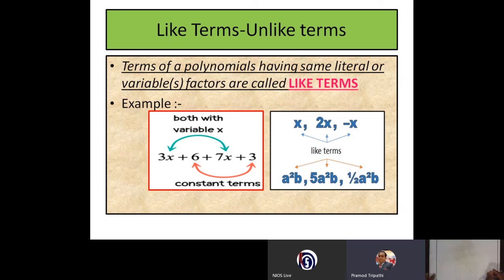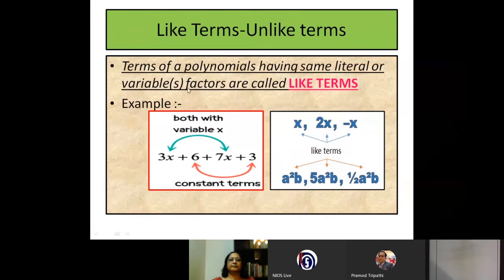Yes sir, I will take it after this slide. Okay, fine. Because now we go to like terms and unlike terms here. We have already understood the terms. Now we move to like terms and unlike terms. This is the most important part of this algebraic expression.